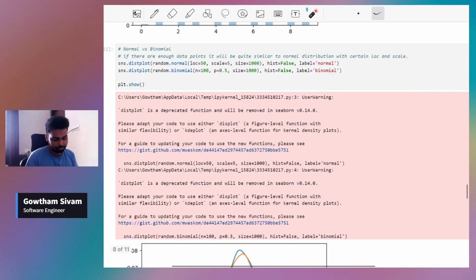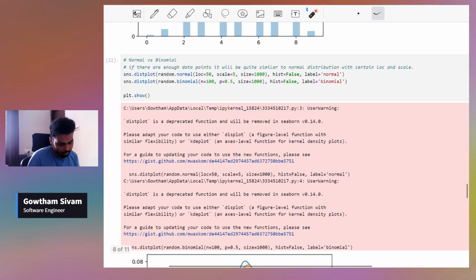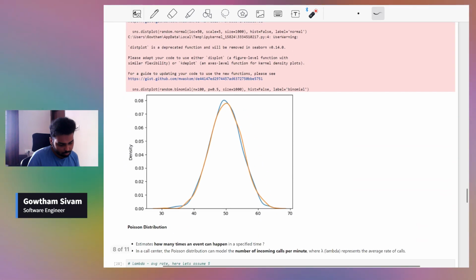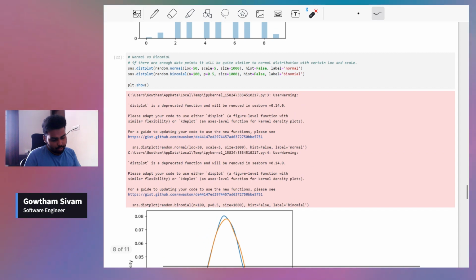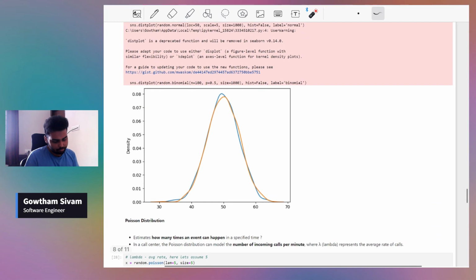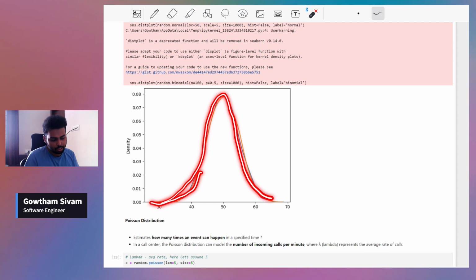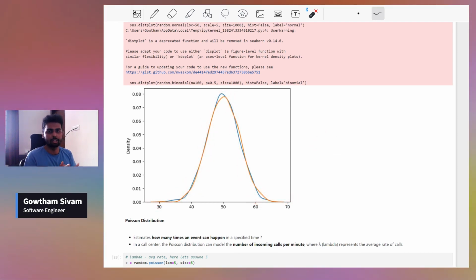If you see here, I have given loc 55. You could see the parameters that you had given here, and finally when I have plotted this graph, both the normal and the binomial look similar in terms of the graph representation. That is what they mean. When there are enough data points and for a certain mean and a standard deviation value, it would look similar is what they mean.